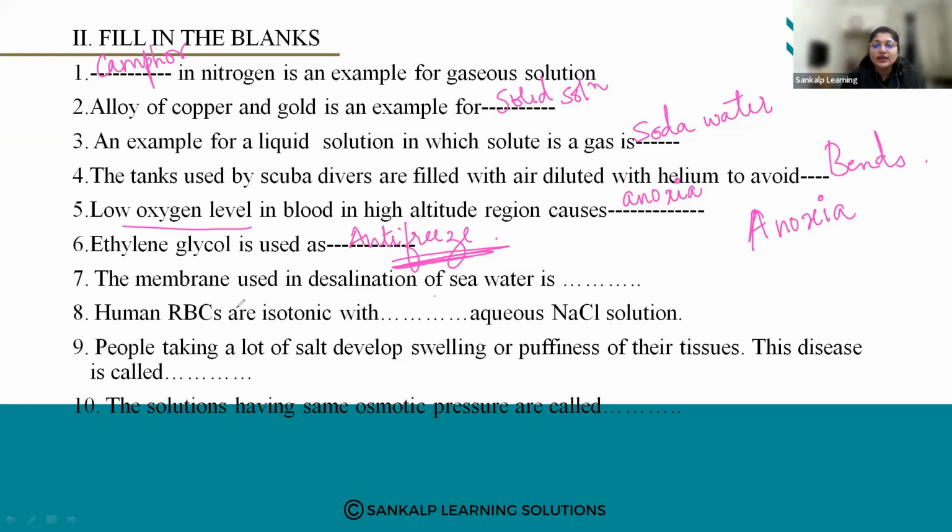Next, the membrane which is used in desalination of seawater is. So which is the membrane which is used in desalination of seawater? Which is a membrane? The membrane which is used in desalination of seawater.